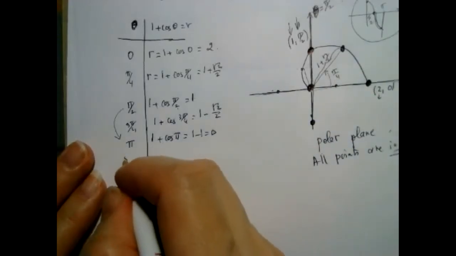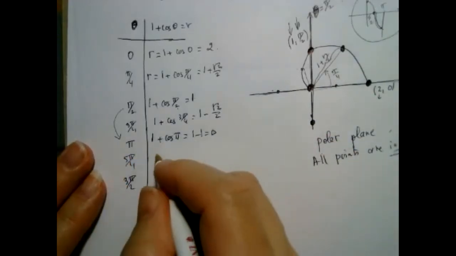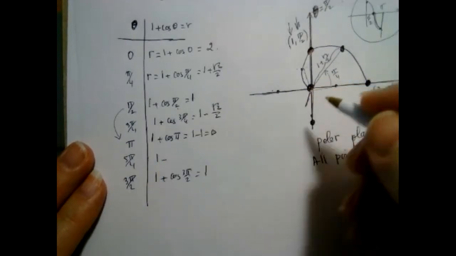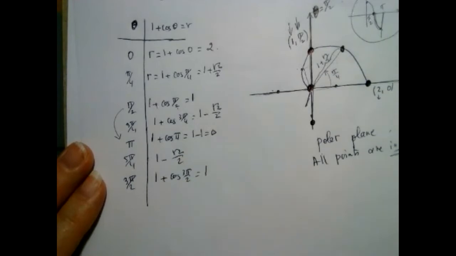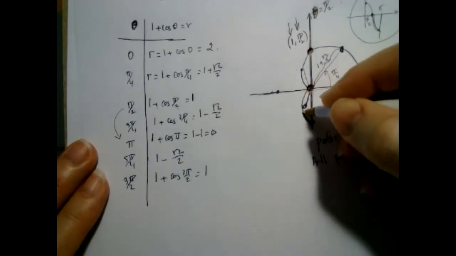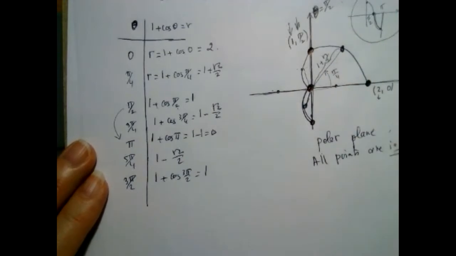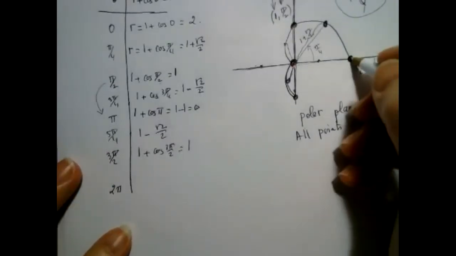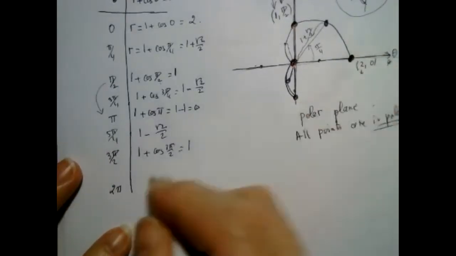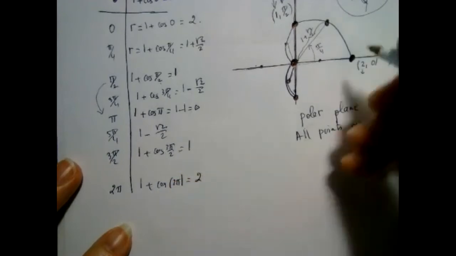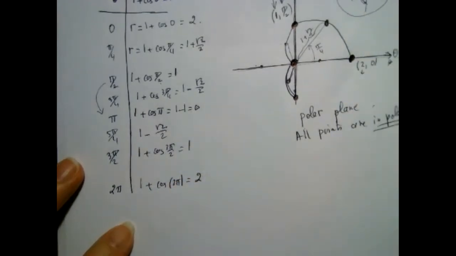Now I can take 5 pi over 4. By symmetry, when theta is 5 pi over 4 right here, I'm going to again have 1 minus square root of 2 over 2. The point would be here. So this is going to be right there. And finally, at 2 pi, let's see, I had to take a lot of points. At 2 pi, I am right there. This is 1 plus cosine 2 pi, which is a 2. So at 2 pi, I am back to where I started.